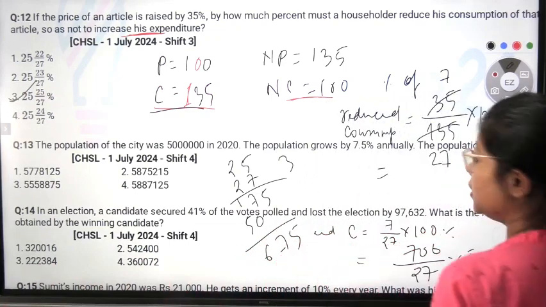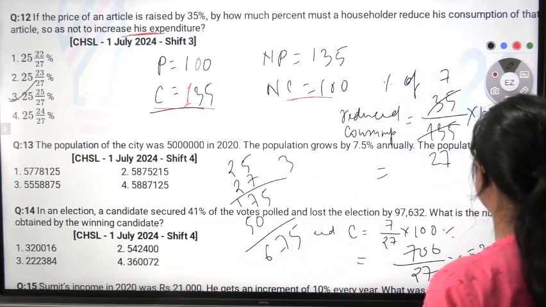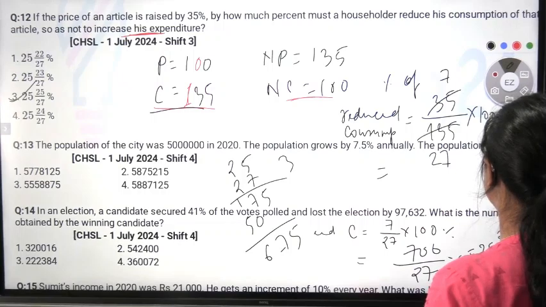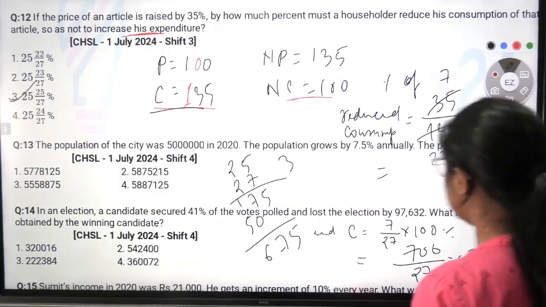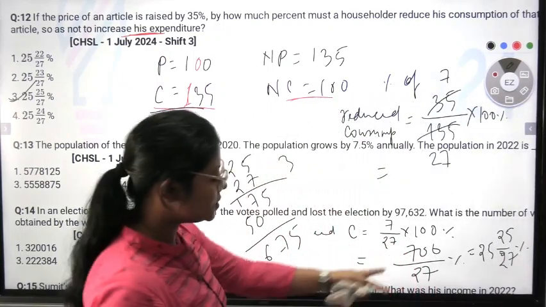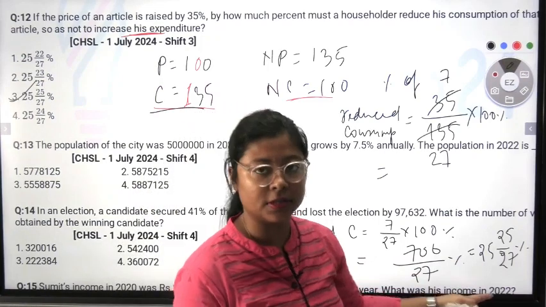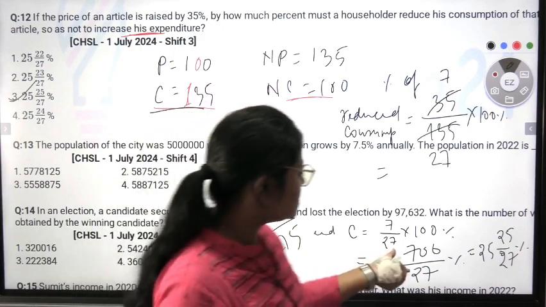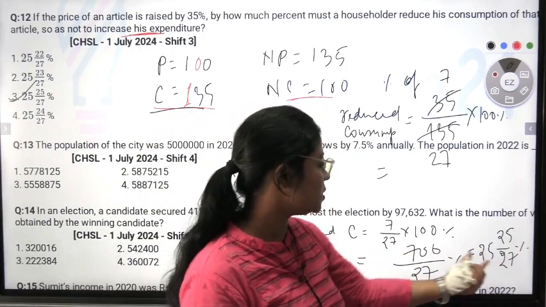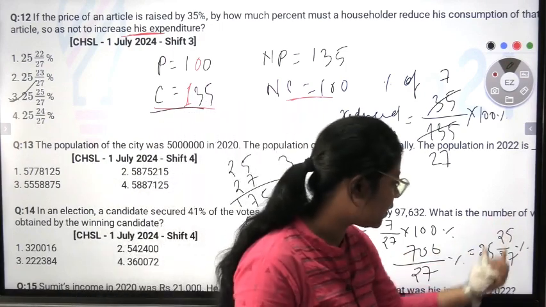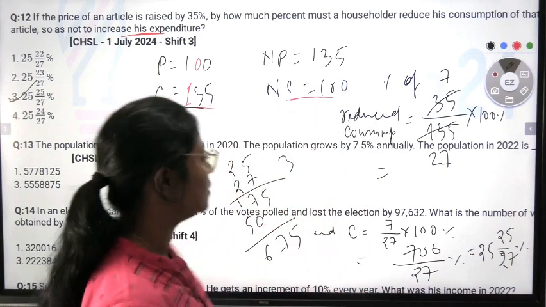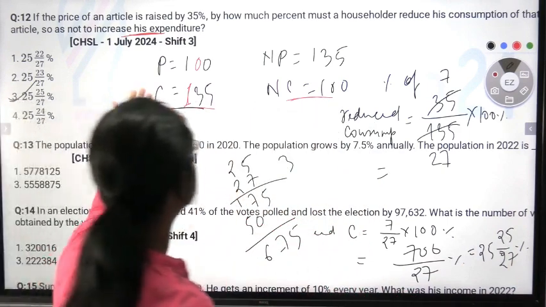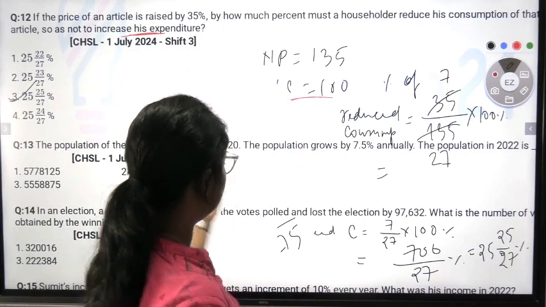So the percentage would be 25 raised to 25 by 27%. I have converted this improper fraction to a mixed fraction because the answer is in mixed fraction. Okay, you know now how to convert an improper fraction to a mixed fraction.